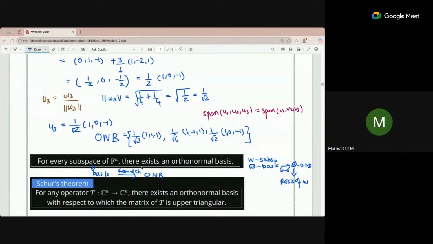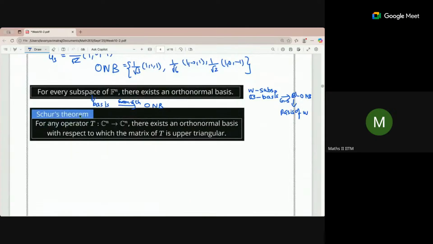Clear? All right. So how many of you remember Schur's theorem, like upper triangular? For any operator T from Cn to Cn, first of all you know that T can be made upper triangular. Do you remember this part? For any operator T from Cn to Cn, you have a matrix representation of T with respect to some basis where this matrix representation is upper triangular. Is that part clear to everyone? We have covered this already, I don't remember exactly in which week.